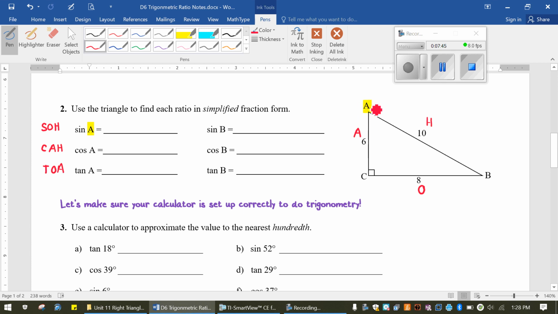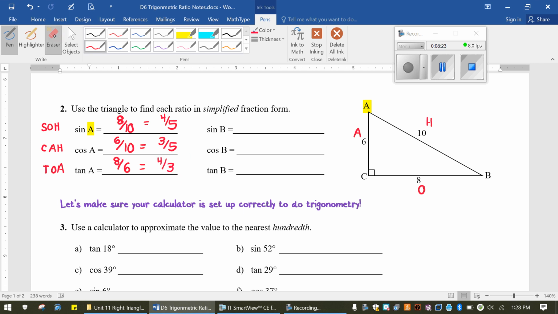So sine, 8 over 10, which we can reduce to 4/5. Cosine, adjacent over hypotenuse. Again, we can reduce that to 3/5. And then tangent, opposite over adjacent. Reduce.